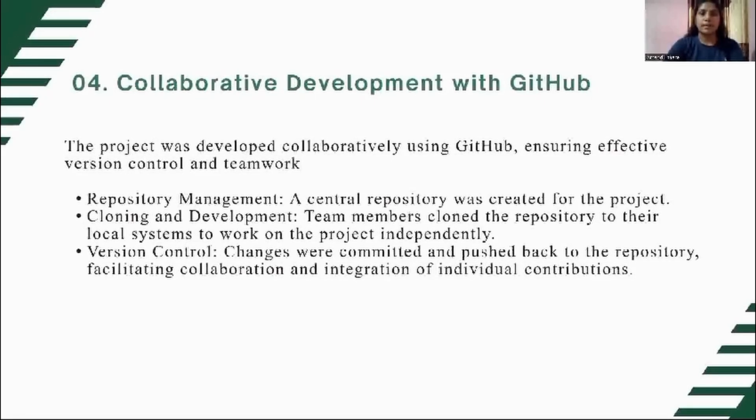The fourth one is collaborative development with GitHub. The project was developed collaboratively using GitHub, ensuring effective version control and teamwork. Repository management: a central repository was created for the project. Cloning and development: team members clone the repository to their local system to work on the project independently. Version control: changes were committed and pushed back to the repository, facilitating collaboration and integration of individual contributions.